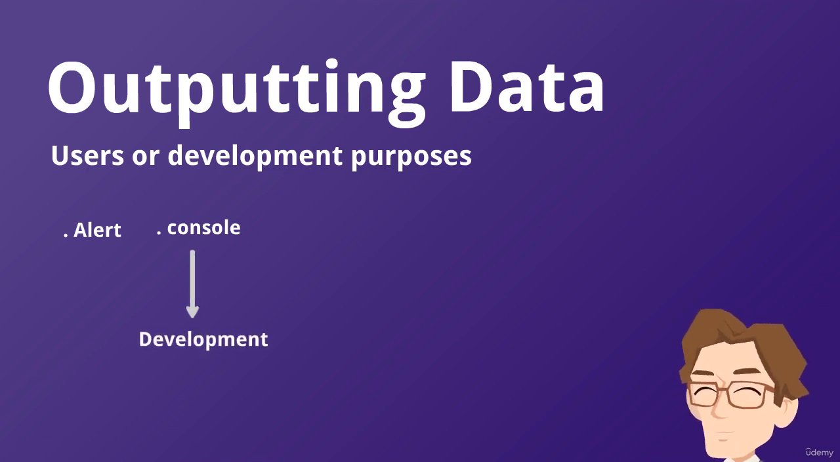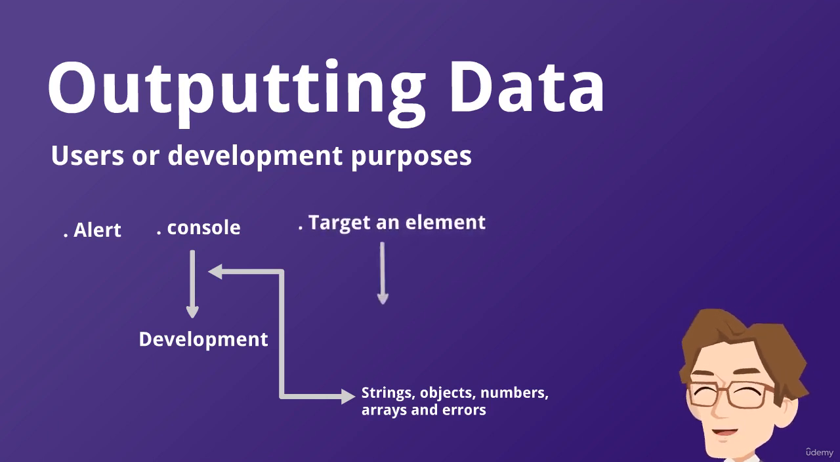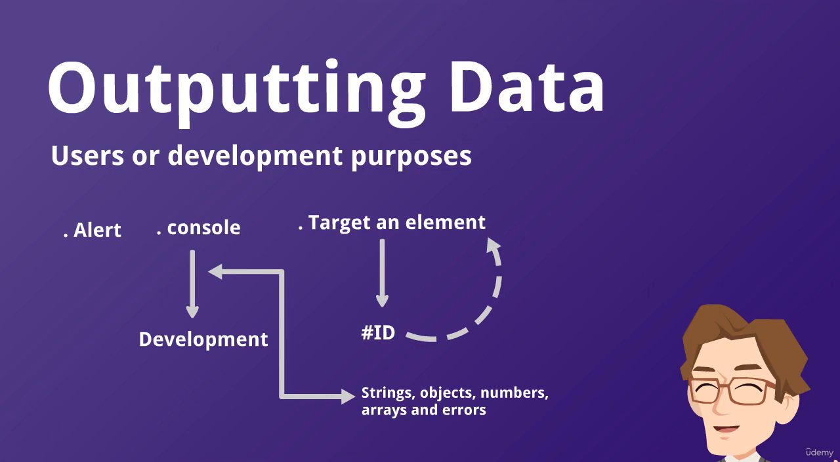The console can display all kinds of data and also display errors for your project. Note, the console is not used to display data for the user. It's only used for development purposes. The next thing is targeting a particular element with our ID selector and displaying our data. In this case, we simply target a specific element and display our data there.